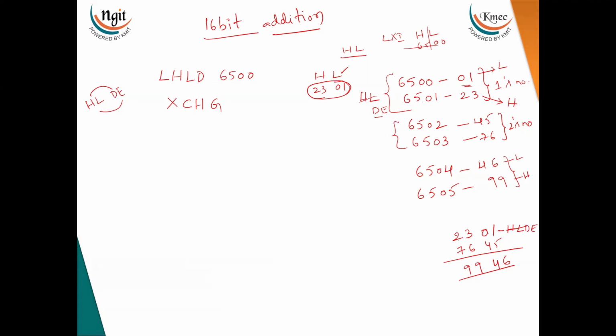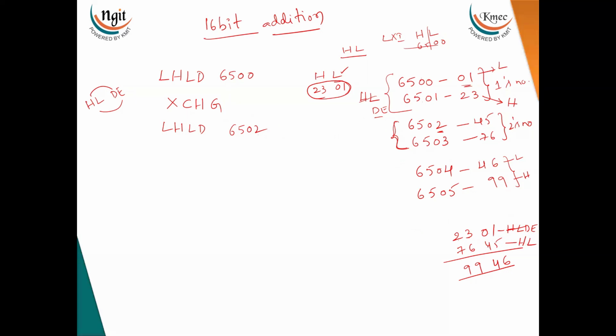After that, we again need to send the second values into the HL pair. For that, LHLD 6502. If I mention 02, then the value at 02 will be loaded into L, and the consecutive next location will be moved into H, because HL is a 16-bit pair. Now the second value is in the HL and the first value is in the DE.